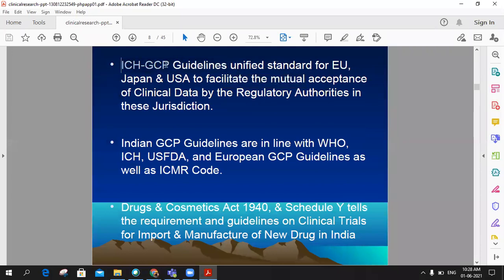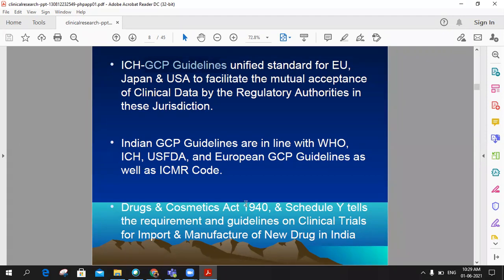ICH-GCP is one of the international scientific quality standards for designing, conducting, recording, and reporting of clinical trials. So the sponsors will have to follow it. The ICH-GCP guidelines are in line with WHO, ICH, USFDA. So GCP is an international quality standard, as I mentioned. A lot of regulatory bodies from different regions came together and started writing this GCP. GCP is a very important topic we will discuss in our next sessions.